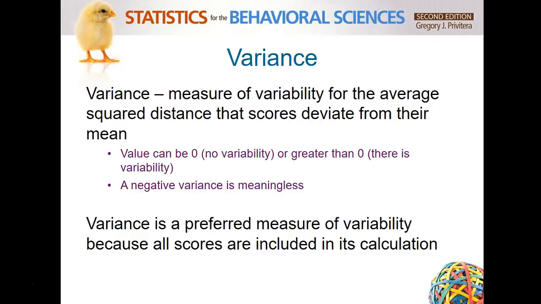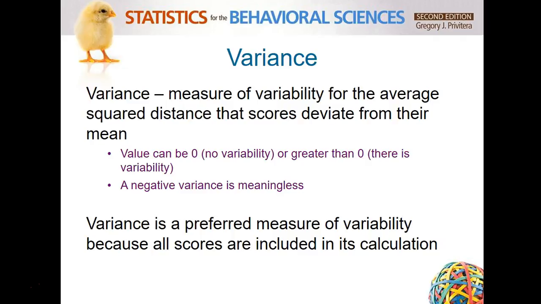Now we're going to get into variance. This is fun. This is the measure of variability for the average squared distance that scores deviate from the mean. Oh my gosh, what the heck does that mean? Does that scare you? Our variance will always be positive. A negative variance is meaningless, it doesn't show us anything. If you have a 0 value of variance, that means there's no variability among the scores. They're all predominantly the same. If it's greater than 0, it means there is variability.